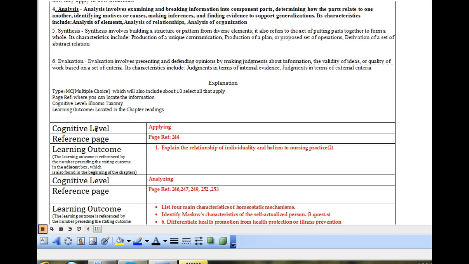The concept of holism emphasizes that nurses must keep the whole person in mind and strive to understand how one area of concern relates to the whole person. Okay? So I want you to look at that. Read that again. The concept of holism emphasizes that nurses must keep the whole person in mind and strive to understand how one area of concern relates to the whole person.